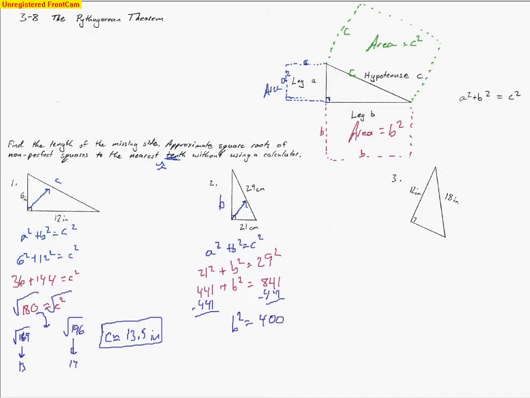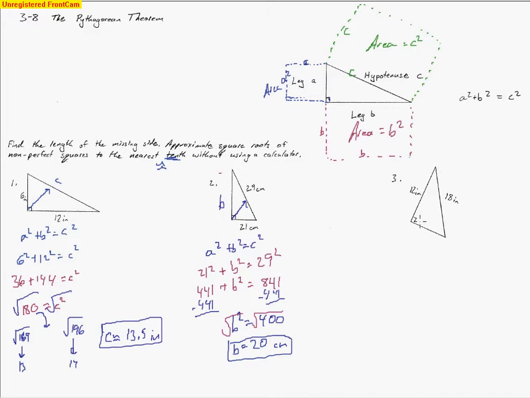Well, that's the square. That's the area of the square if I was to make a square out of this side. But I want to find just one of the sides. So what that means I need to do is take the square root of both sides. And so when I do that, I'm left with exactly 20. So 20 centimeters is the answer.